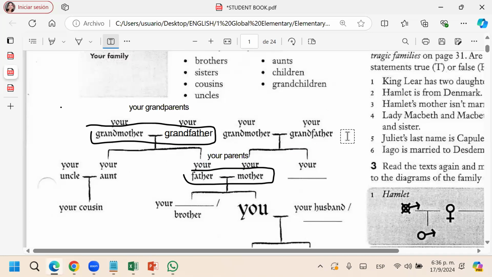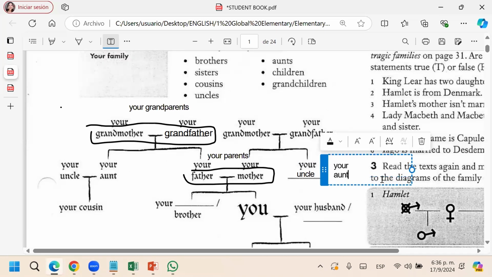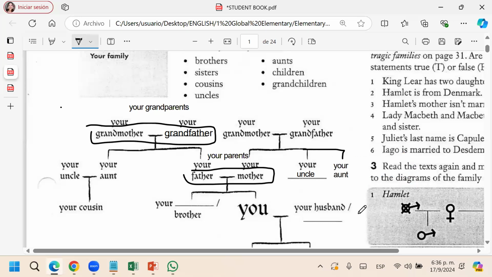You have here your mom. If your mom has a brother, who's this? Uncle. Is your uncle. Or if she has a sister, that's your aunt. Like this here. Your uncle, your aunt. Then you have here brothers or sisters. Brother is for men and for girls is sister.